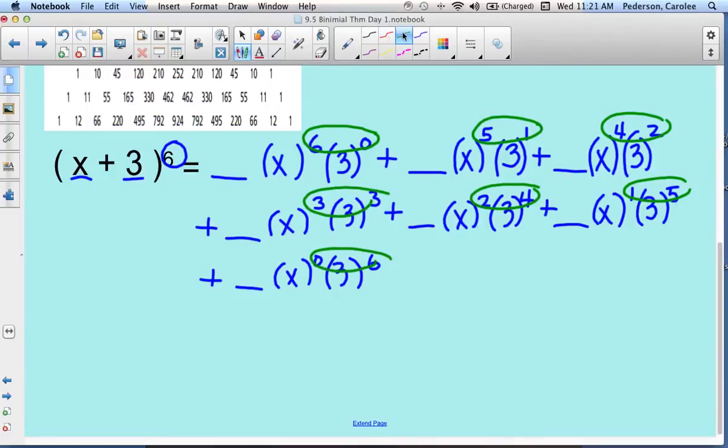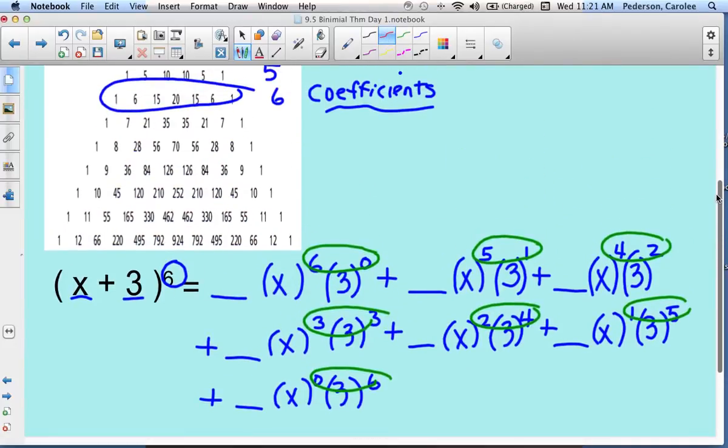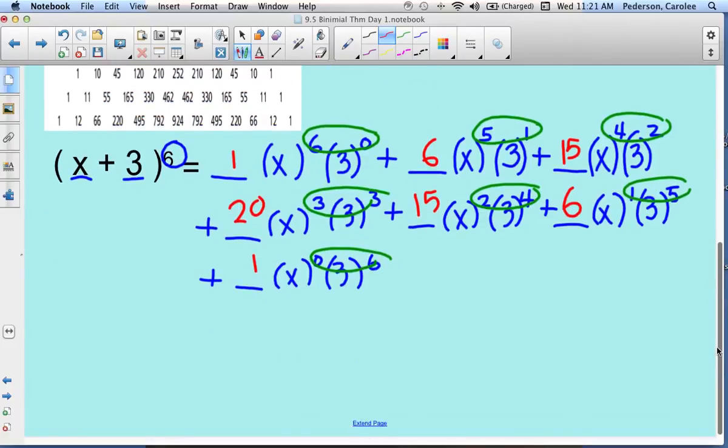Then the coefficients that I left blank come from Pascal's triangle. So 1, 6, 15, 20, 15, 6, and then 1. Now we have some simplifying to do.